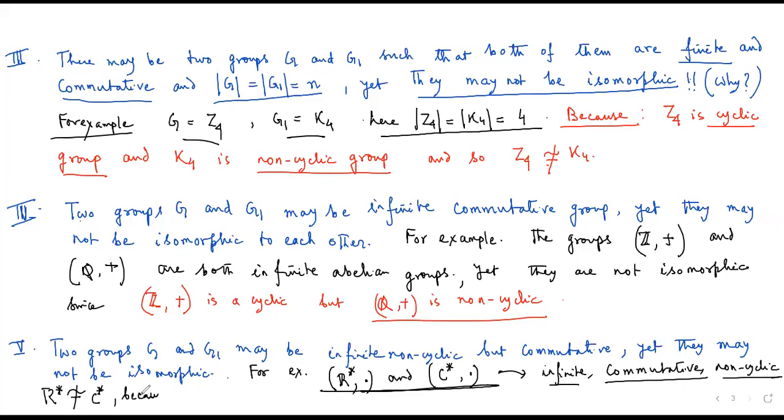because I'm writing in the next page. Take a screenshot of this. The problem is the group C star has an element i of order 4 and R star has no element of order 4.